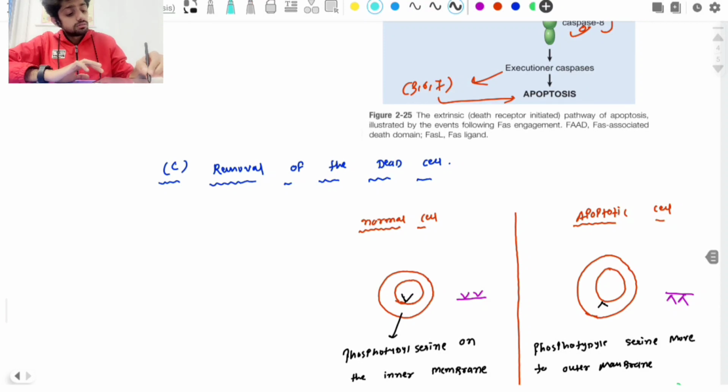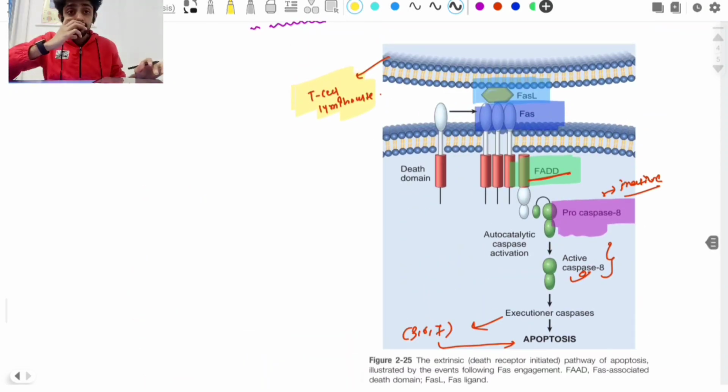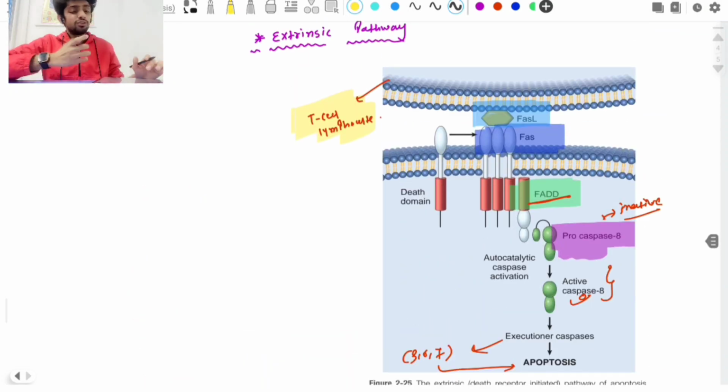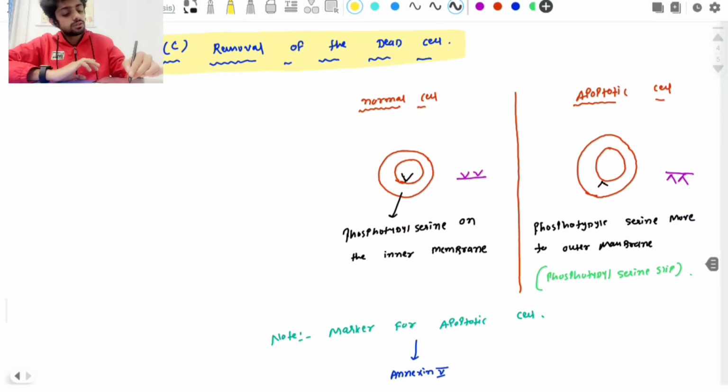So our last phase includes the removal of the dead cell. After the cell has died through the process of apoptosis, it is mandatory to remove that unwanted cell from the body. That occurs with the help of what? Macrophages. Macrophages come and engulf this cell.